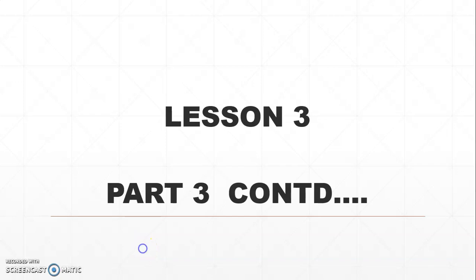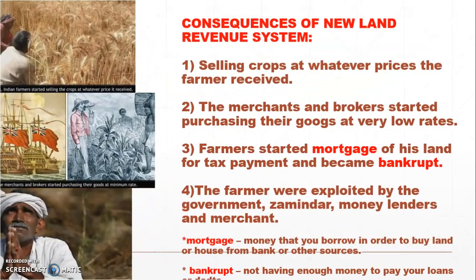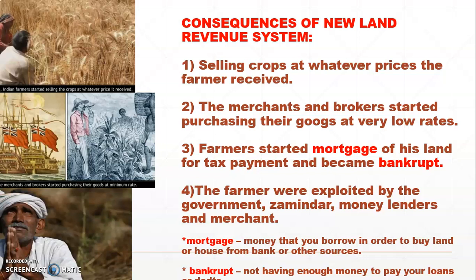So students, let's continue with our part 3. In part 2, we saw the land revenue system, that is to increase the British land revenue. What important changes did the British make in the revenue system? They measured the area of the land and fixed a permanent tax for it.